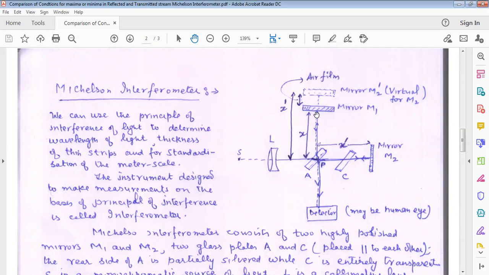We move it so that we see only one fringe shift, in place of bright, the dark fringe has come. This is due to a movement of this mirror through a distance of lambda by 2. When one fringe shifts, we move lambda by 2 distance; when two fringes shift, we move 2 times lambda by 2; when three fringes shift, we move 3 times lambda by 2.